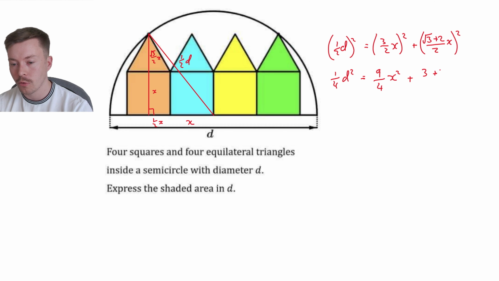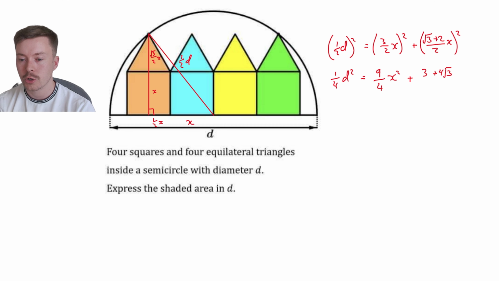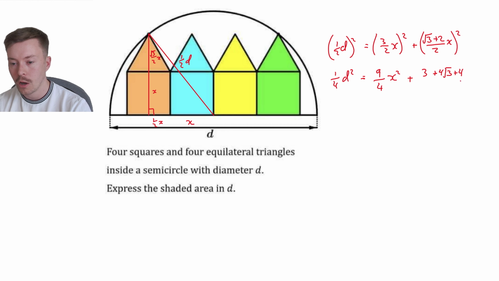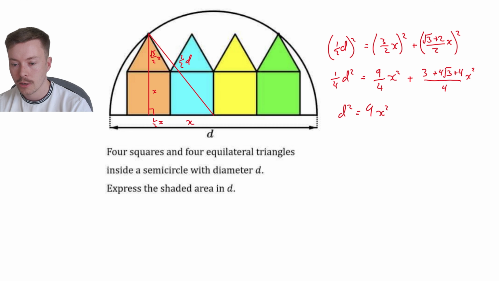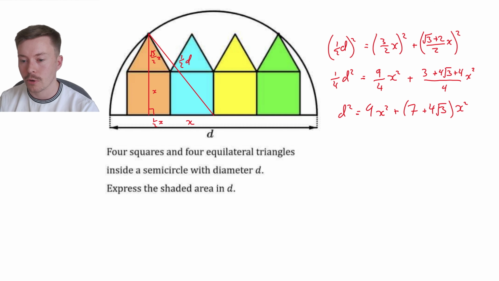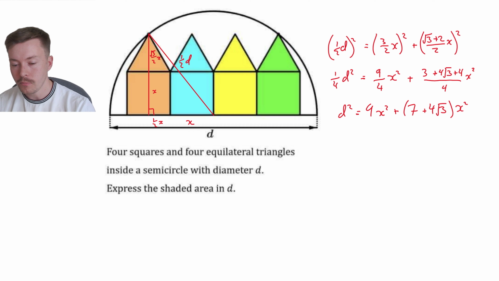So we're going to end up with 4 root 3. And 2 times 2 is 4 over the squared denominator, which is 4, and x squared. So we're going to simplify all of that by timesing everything by 4. So we get d squared is equal to 9x squared plus, and simplifying this at the same time, 7 plus 4 root 3 times by x squared. We have to put it in brackets because x squared is multiplied by everything, not just the last term in the numerator.